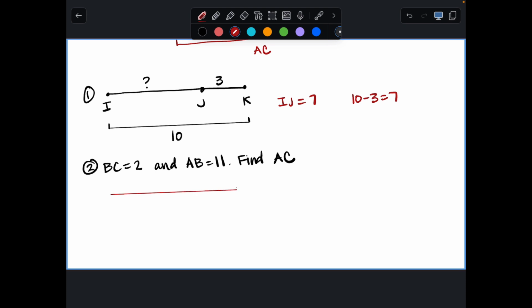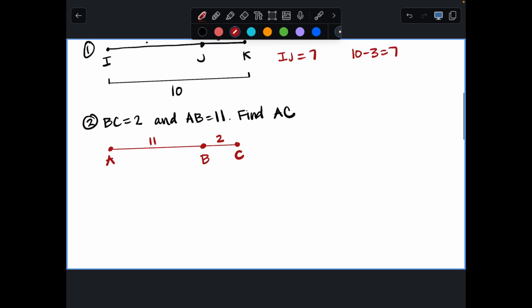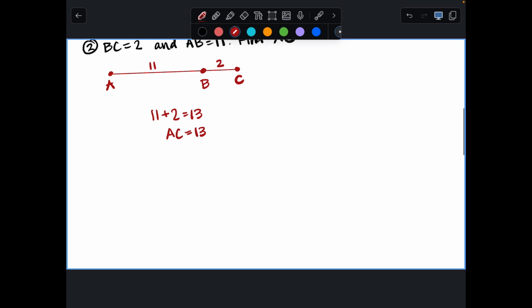Right? So you draw your line segment. Here's C. Here's A. B is probably here because BC is 2 and AB is 11. So what does AC equal? 13. All right, so that's level 1. Here's level 2.